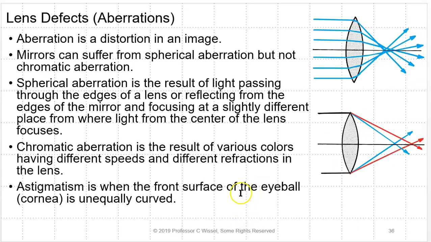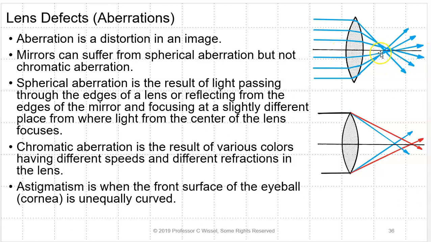Okay, now aberrations are distortions of an image. And mirrors can suffer from spherical aberration, but not chromatic aberration. Spherical aberration is a result of light passing through the edges of a lens or reflecting from the edges of a mirror and focusing at different points from where the light from the center of the lens or mirror comes from.